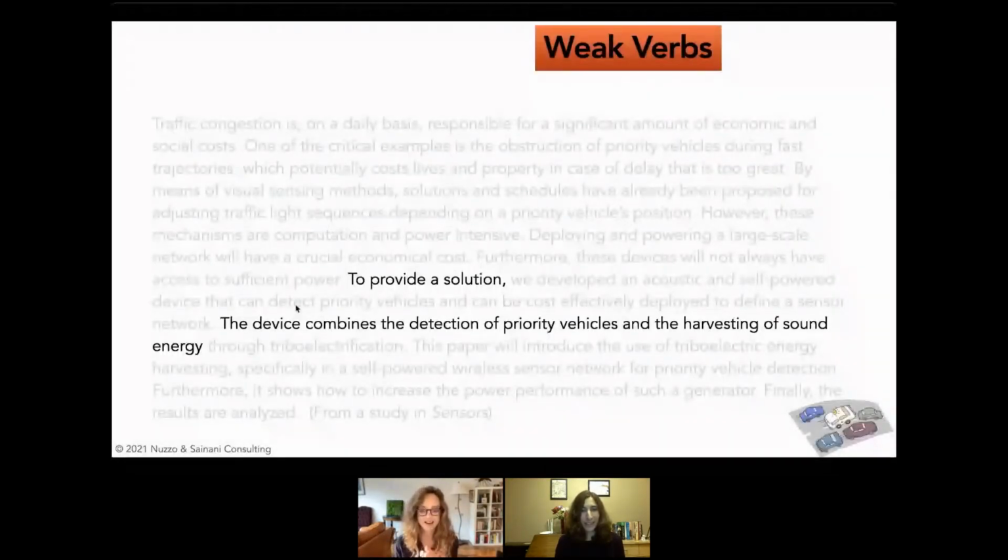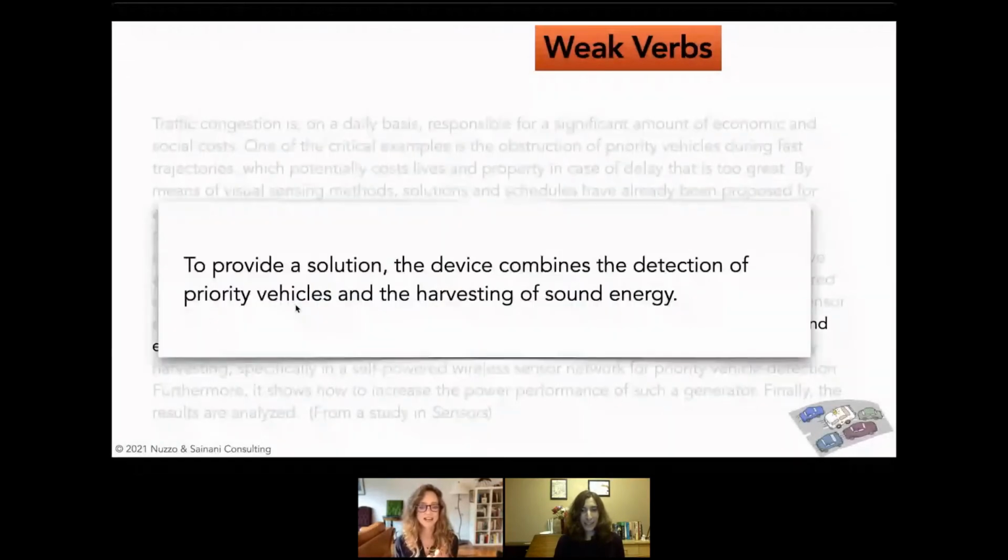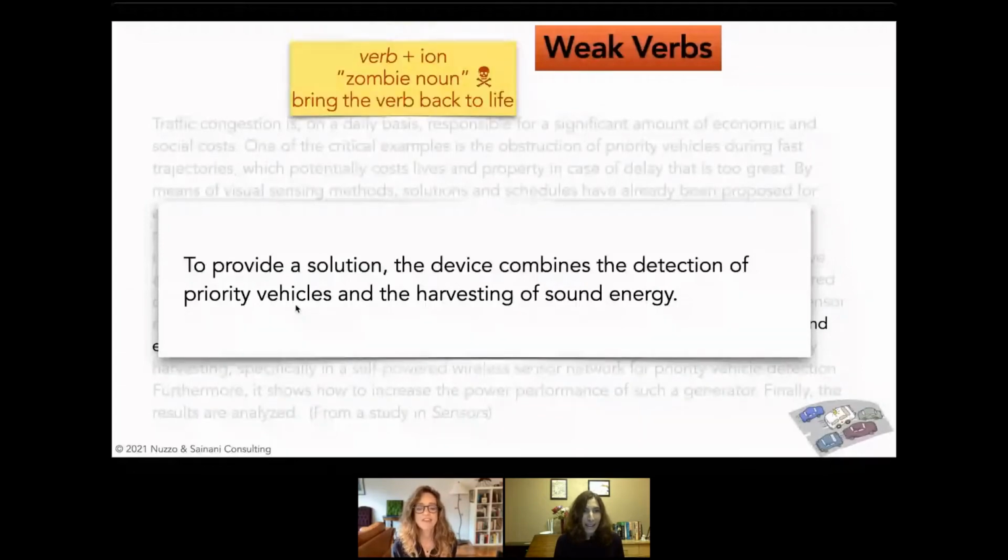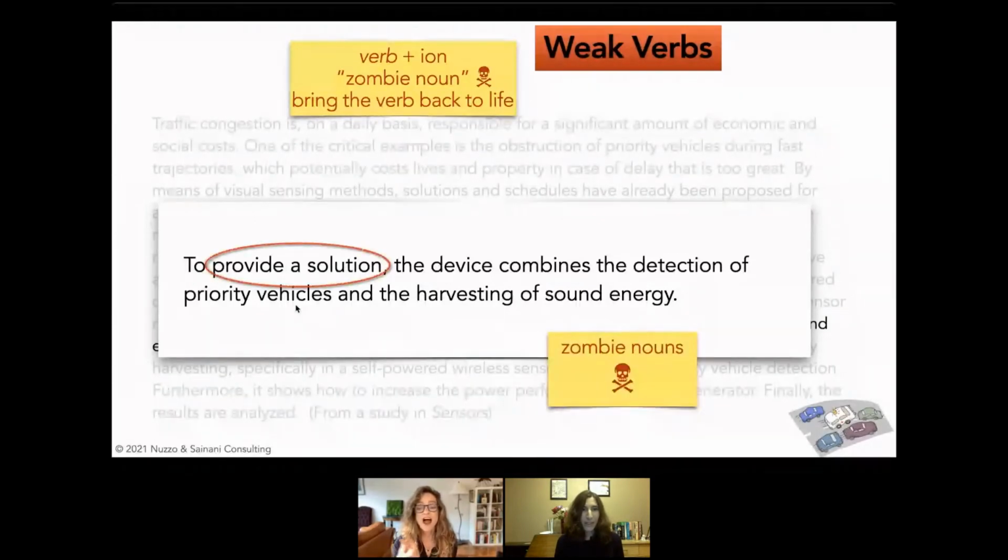So I just wanted to highlight another place where I found this. And this is here. To provide a solution, the device combines the detection of priority vehicles and the harvesting of sound energy. So there are actually 3 of these kind of awkward abstract nouns here. I don't know if you can spot them all. They're what I like to call zombie nouns, and they often have this verb with an ION, right?